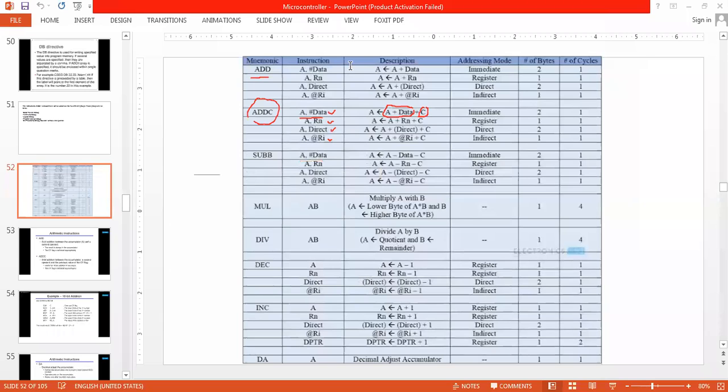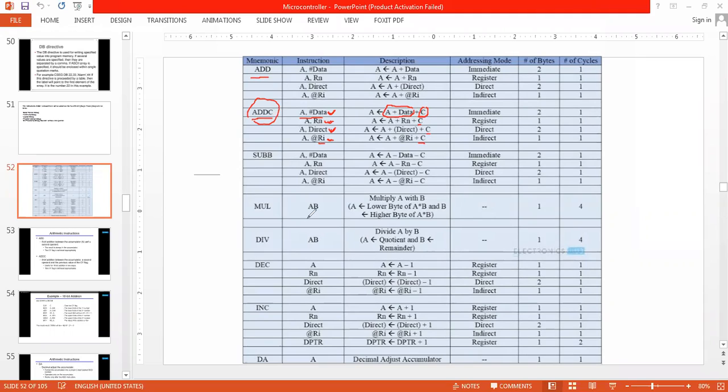Then in the similar way, instead of direct data, I can put the data into a register, or I can put the data into one of the memory locations, and that memory location is pointed to by the register here in indirect addressing mode. So in all the ways, if the carry flag is 0, 0 is going to be added. If it is 1, 1 is going to be added in all the operations. So that is add with carry.